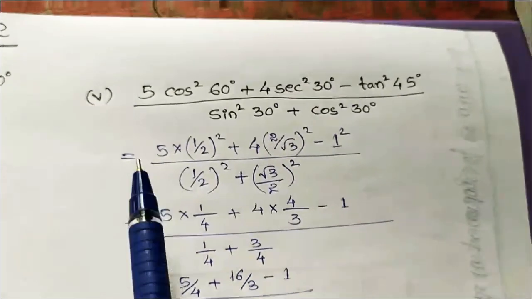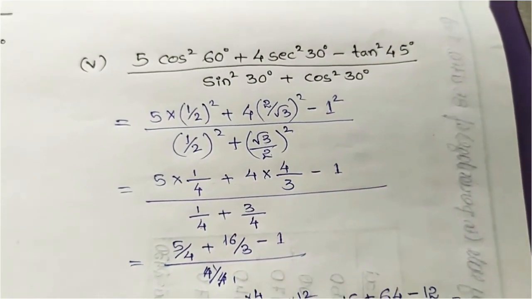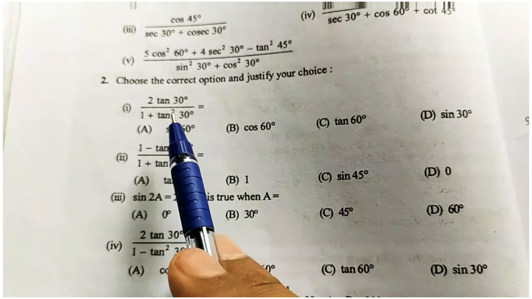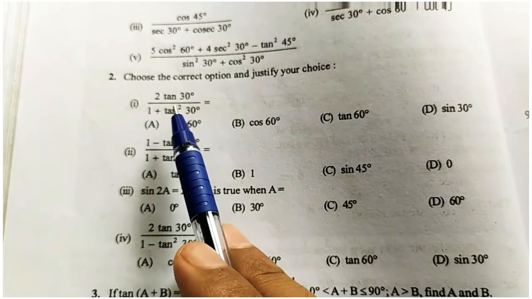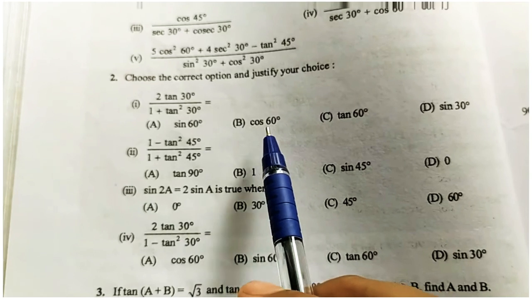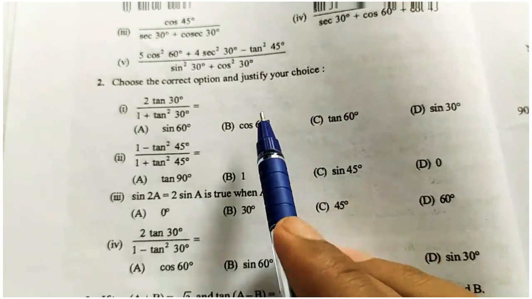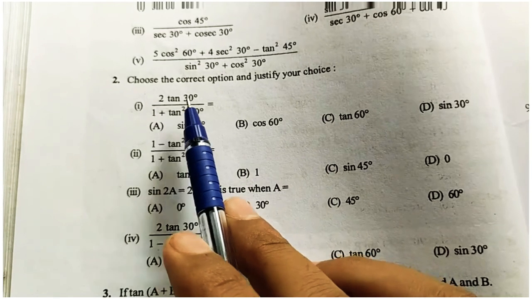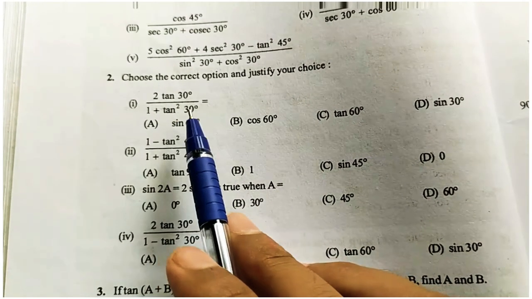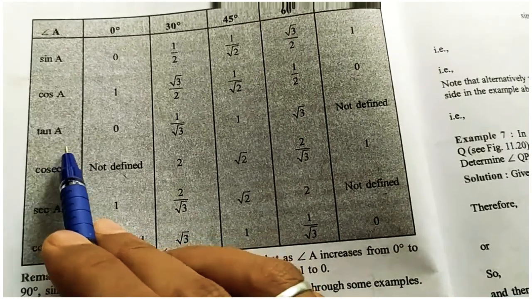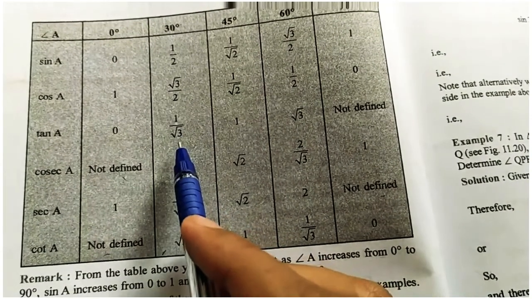Okay. Here I directly took the fifth one, the fourth one is for your practice. Now, second question, choose the correct option and justify your choice. Okay, they have given here an equation we have to solve and choose the correct answer along with the justification. Justification is nothing but your calculation. Okay, first one, 2 tan 30 divided by 1 plus tan square 30. Okay, again go to that table, tan 30 that is 1 by root 3.